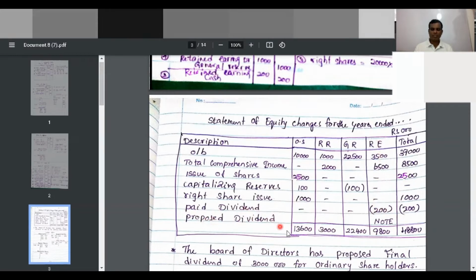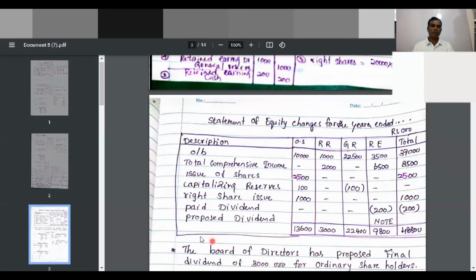As far as the proposed dividend is concerned, it is a dividend which cannot be paid, it is still only proposed. Because you know that the moment a dividend is proposed, the board of directors is unable to pay it. It should be approved by the annual general meeting, by the shareholders. So until and unless it is approved by the annual general meeting, the necessary amounts cannot be paid. So the proposed dividend can be mentioned here as a note or disclosure.